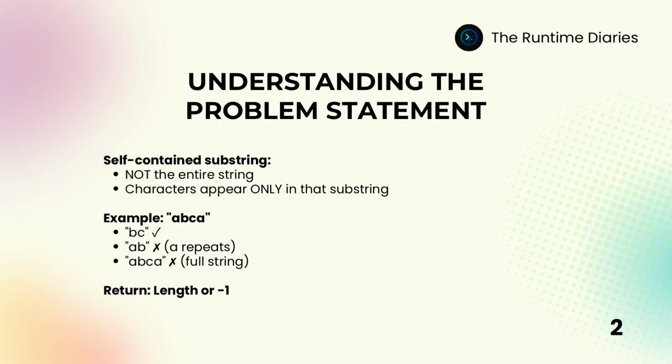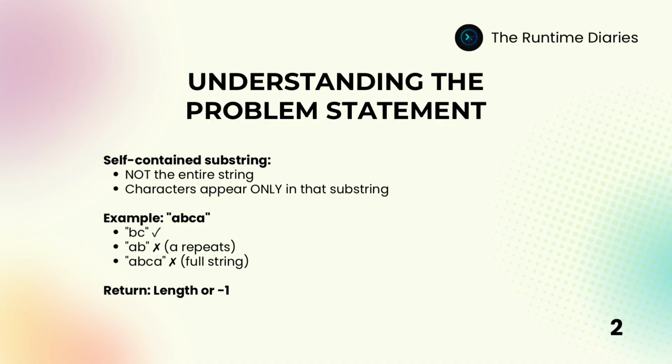If you look at the entire string A, B, C, A, the letter B appears exactly once at index 1. The letter C appears exactly once at index 2. So the substring BC is valid. But if you try the substring AB, that's not self-contained. Why? Because the letter A shows up again at index 3, outside the AB window. So any occurrence of a character outside your chosen substring disqualifies it.